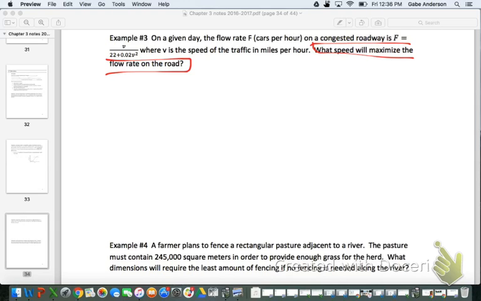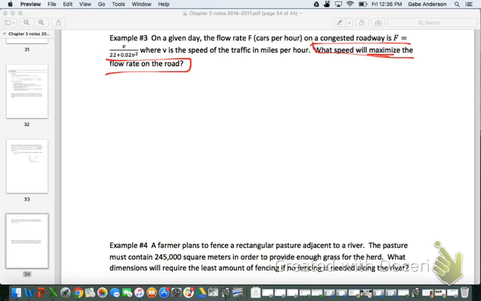Okay, what speed will maximize the flow rate on the road? Definitely, that's the question. That's what we're trying to find. Let's interpret this just a little bit. Obviously, you all see this word right here, maximize. That's a pretty obvious red flag. What specifically are we trying to maximize in terms of maybe some of the other stuff we have up there?